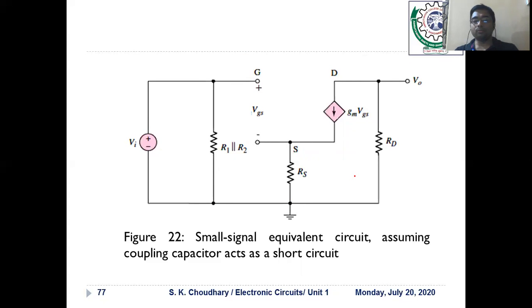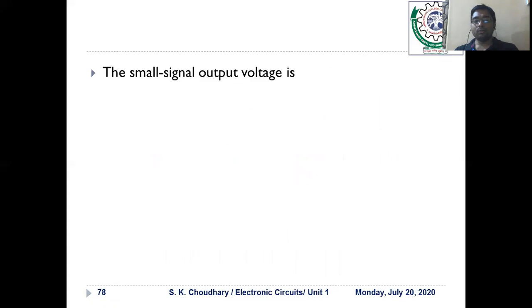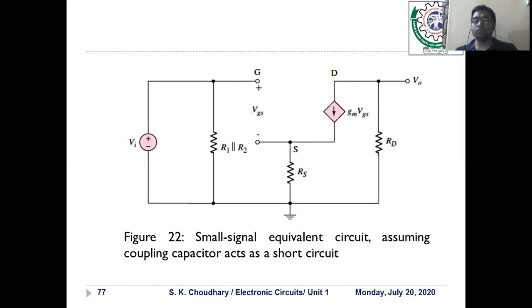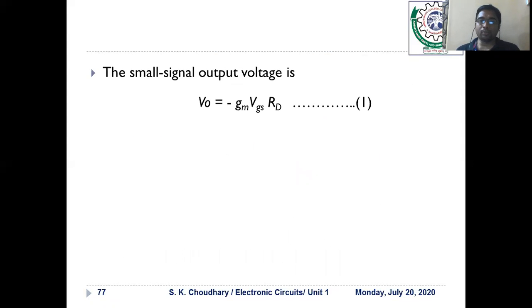Okay, now the small signal output voltage we have to calculate from this circuit diagram. Before calculating the voltage gain, we have to know the equation of the output voltage. So the equation of the output voltage is V0 equal to ID times the output resistance RD, the current flowing through RD. As per Ohm's law, voltage is equal to current times resistor. So here V0 is minus gm VGS RD.